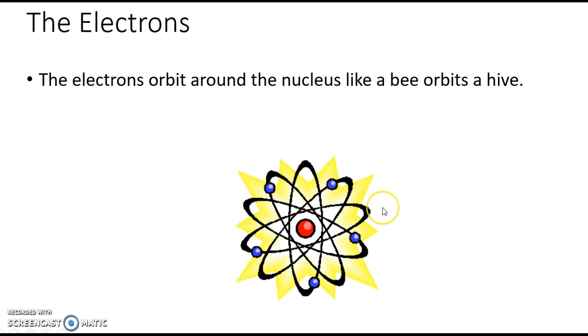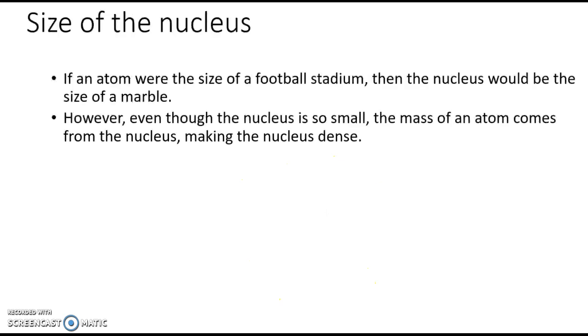If you're looking at the picture here, in the center the red ball is the nucleus. Inside of that nucleus you will find protons with a positive charge and neutrons with no charge. And then on the outside, the blue balls you see circling in those little orbits, those are the electrons, and they have a negative charge.